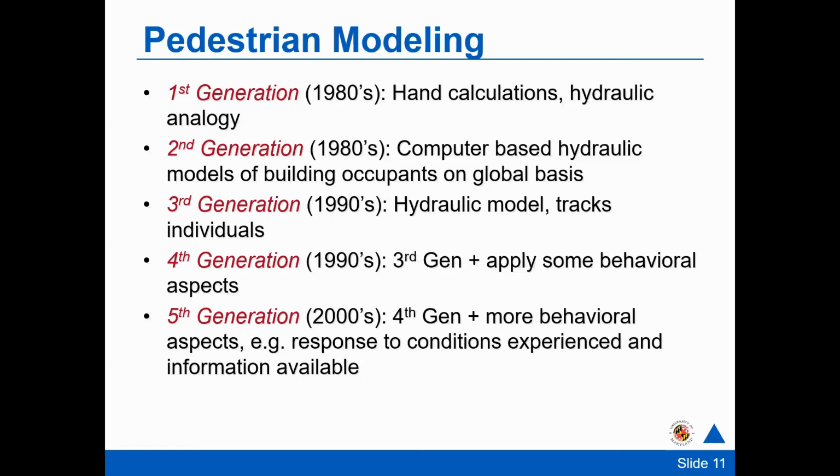But there's a fifth generation model that now has a more behavioral aspect. There's still a lot of that fluid flow analogy that's the heart of the model, but that is now altered by these behavioral aspects. So now people can alter the way they move based on the conditions experienced. And one of the conditions experienced that would be very relevant for us here is what other people are around and how close those other people are. Next slide.